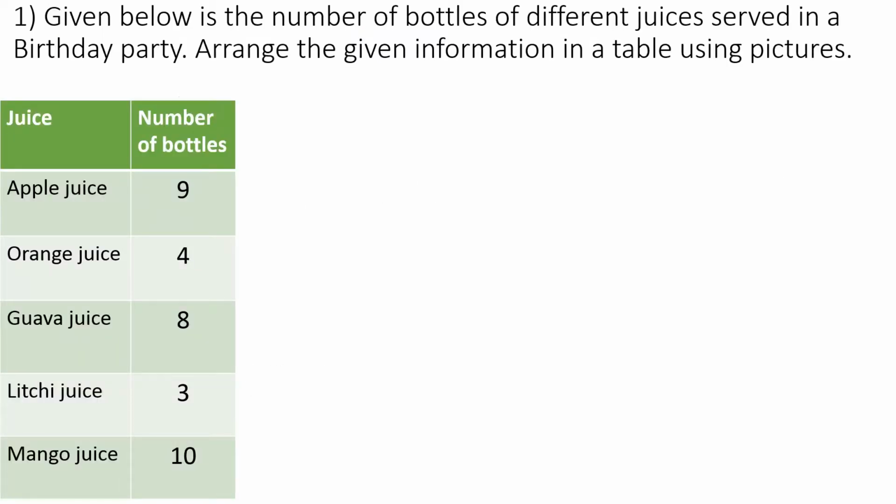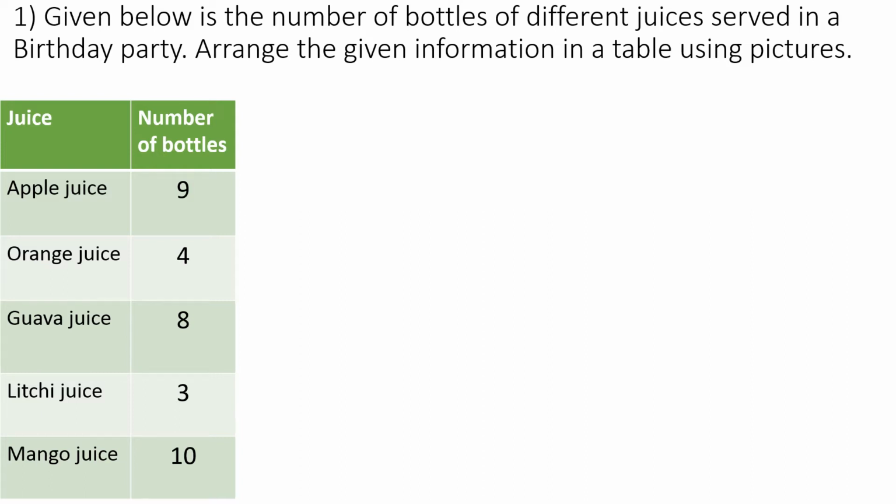Question number 1. Given below is the number of bottles of different juices served in a birthday party. Arrange the given information in a table using pictures. The table shows the number of apple juice bottles are 9. The number of orange juice bottles are 4. The number of guava juice bottles are 8. And the number of lychee juice bottles are 3. And the number of mango juice bottles are 10.